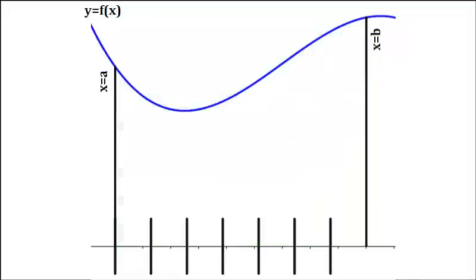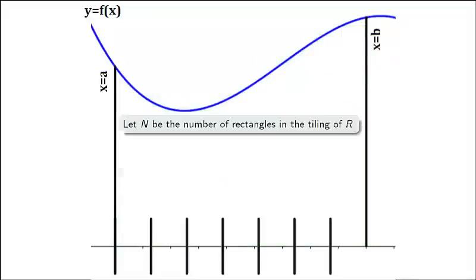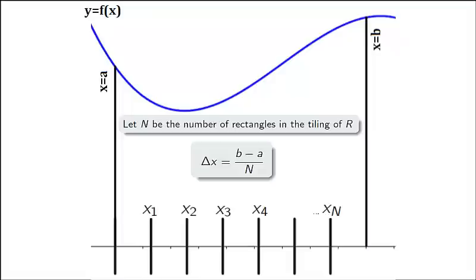It takes 3 steps to determine the area of R. Step 1. Predetermine the number n of rectangles you would like to use in your tiling. To create uniformity, we divide the x-axis between x equals a and x equals b into n equal length segments. Each segment will have length b minus a over n, and we will denote this length by delta x. As we need the points in the future, we name the location of the cuts x1, x2, all the way to xn.